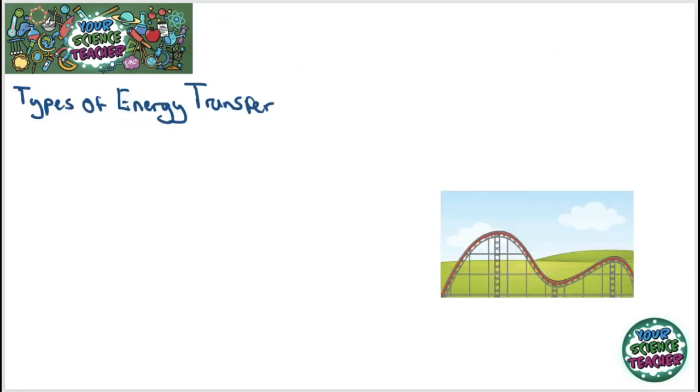Now, there are 4 types of ways that energy can be transferred, and the first one is mechanically. And in a mechanical energy transfer, this is when a force is being put on an object. An example of a mechanical energy transfer could be if I was to push a trolley, I'm converting the energy stored in my body, which is chemical energy, into the kinetic energy of the trolley, and this is a mechanical energy transfer.